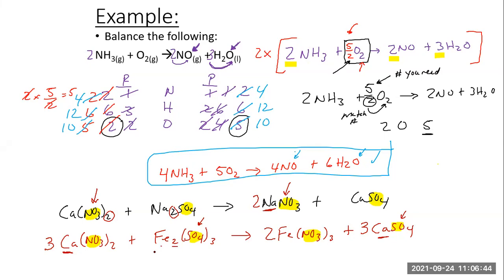So sometimes it's quicker, faster, and easier when you have equations that contain polyatomic ions on both sides to try to keep them together and balance them as whole units. Okay, so that talks about balancing equations.